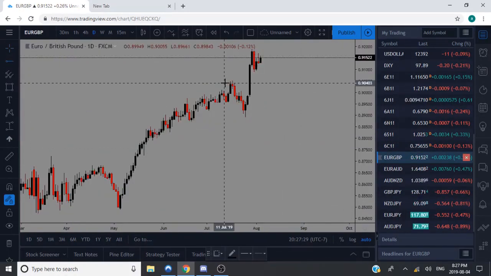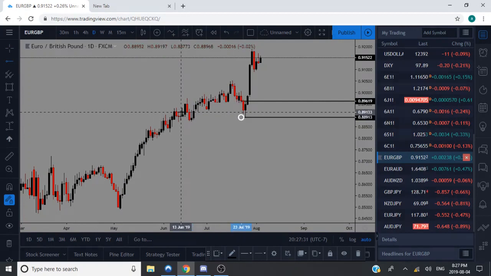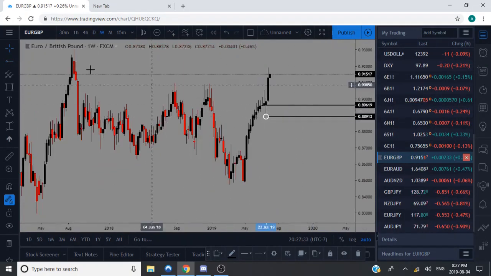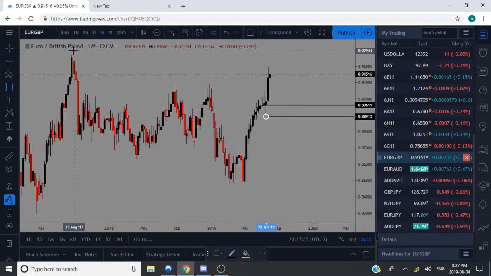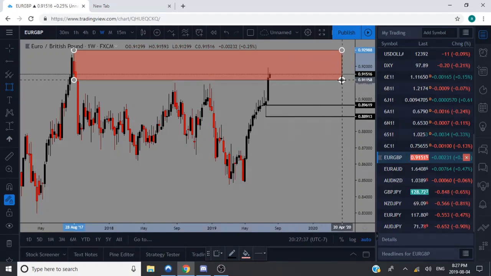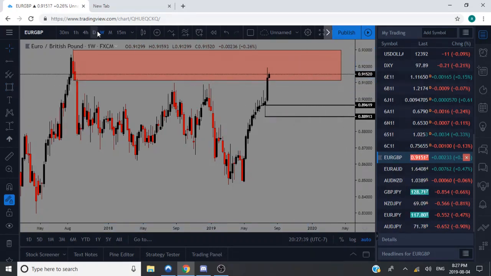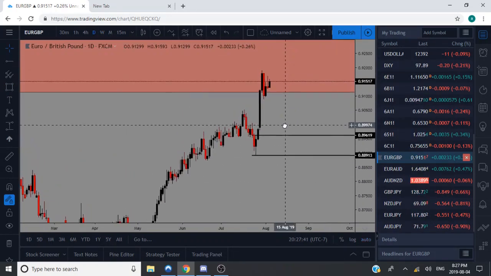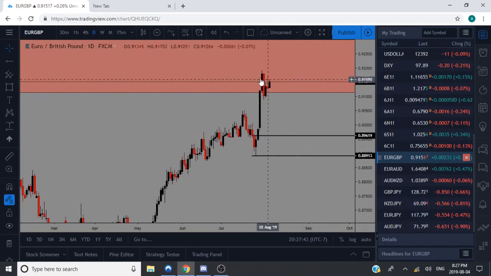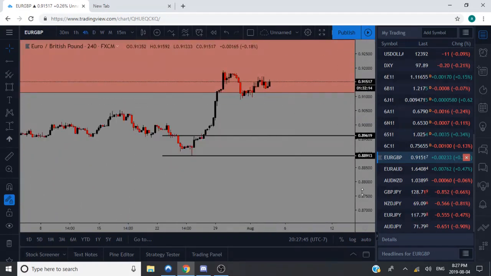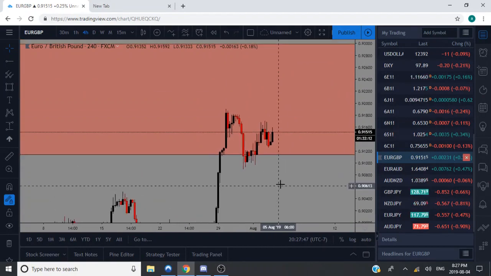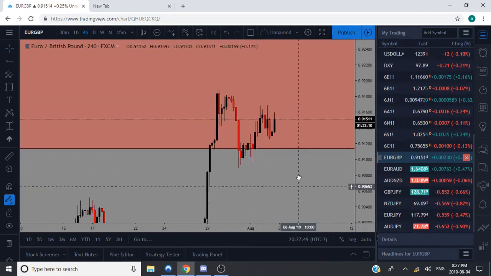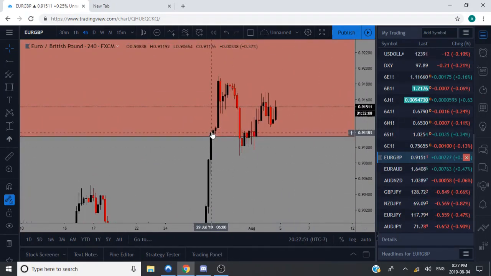Let's see, euro pound. Got that daily supply there. We're sitting in that weekly supply right now. Definitely not an area that I want to be looking for buys. There's people that I know that took the short. There would be nothing wrong with taking the short because we're sitting in that weekly time frame.